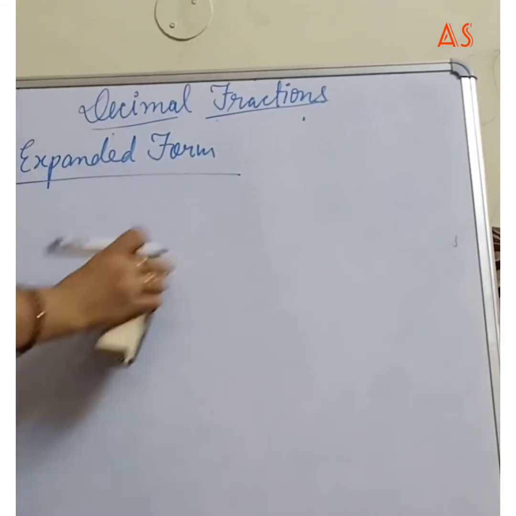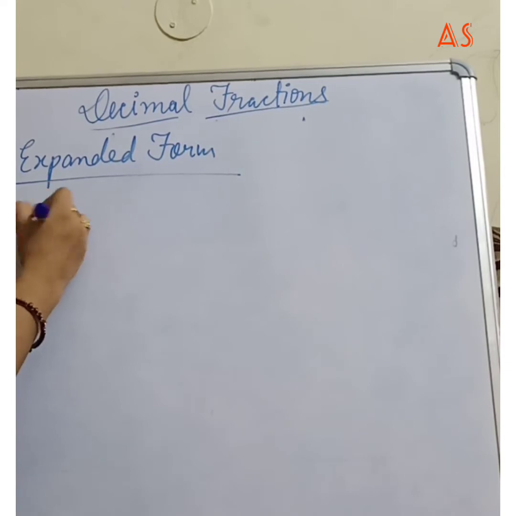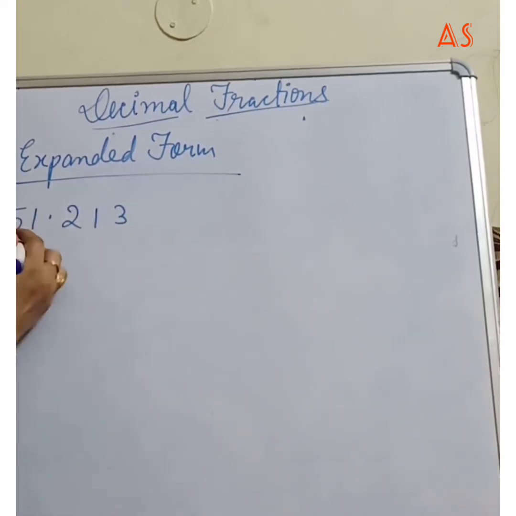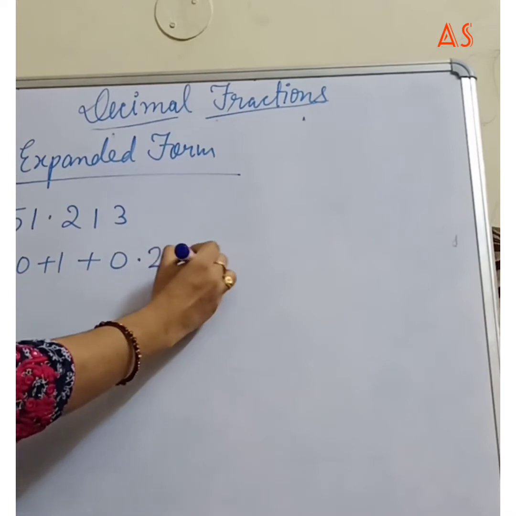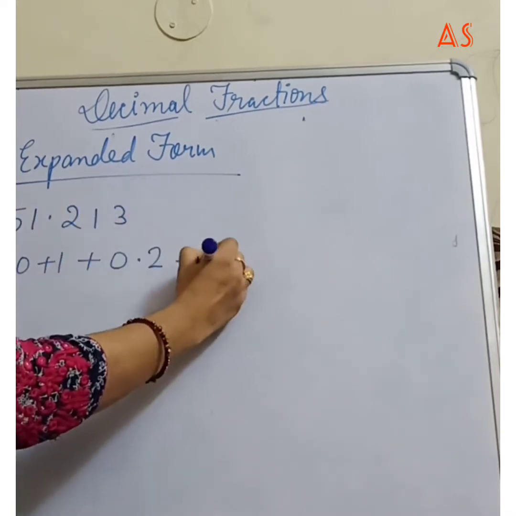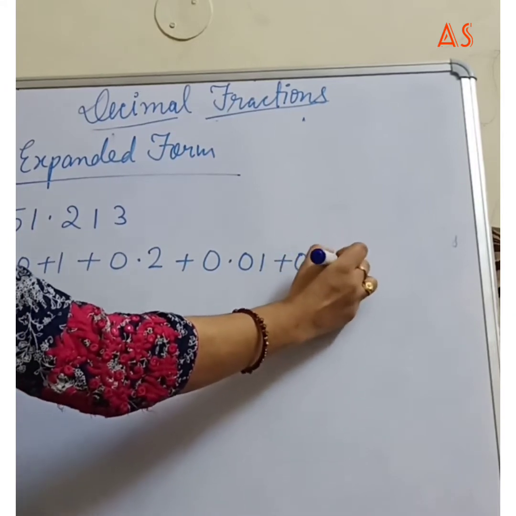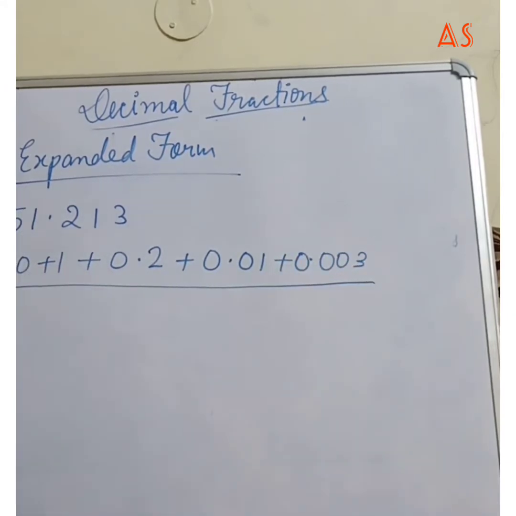Decimal expanded form, how to write? Suppose 51.213. After the decimal, all numbers become 0 like place values. How to write this? 50 plus 1 plus all numbers 0 before the number: 0.2, then 0.01 and 0.003. So this way we find our place value.